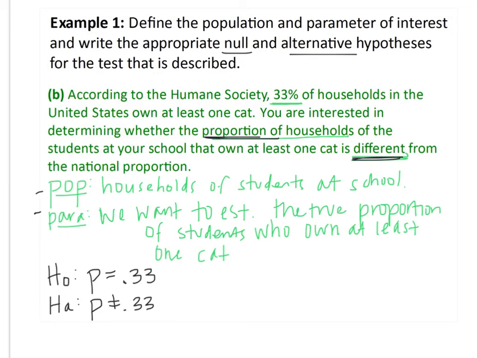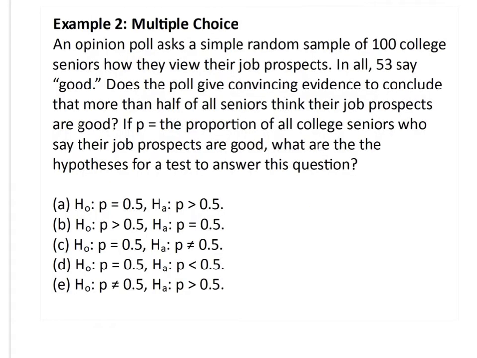When I do the significance test, which we're going to do not in this video, but a couple down the road, I'm going to have a little normal curve where it's shaded on both sides. But for now, I'm just writing the null and alternative and stopping there.